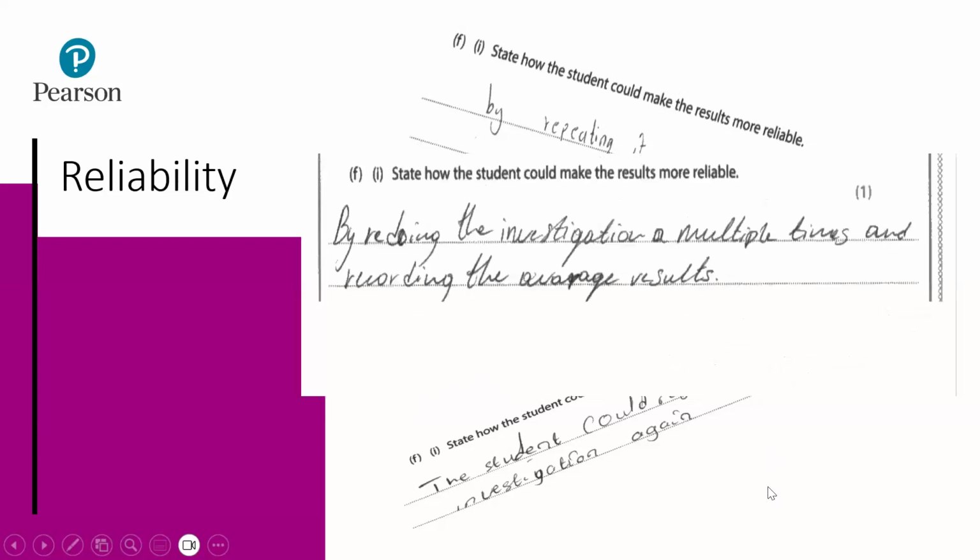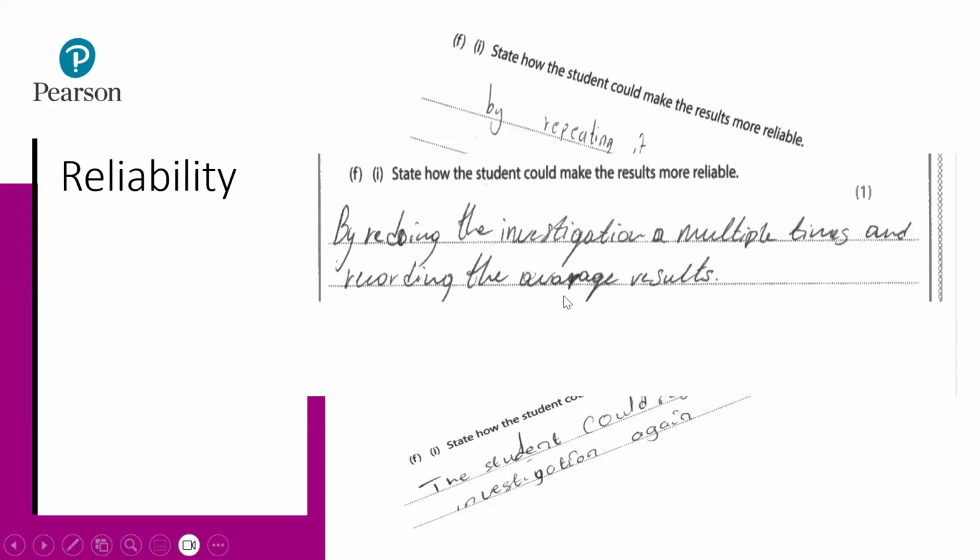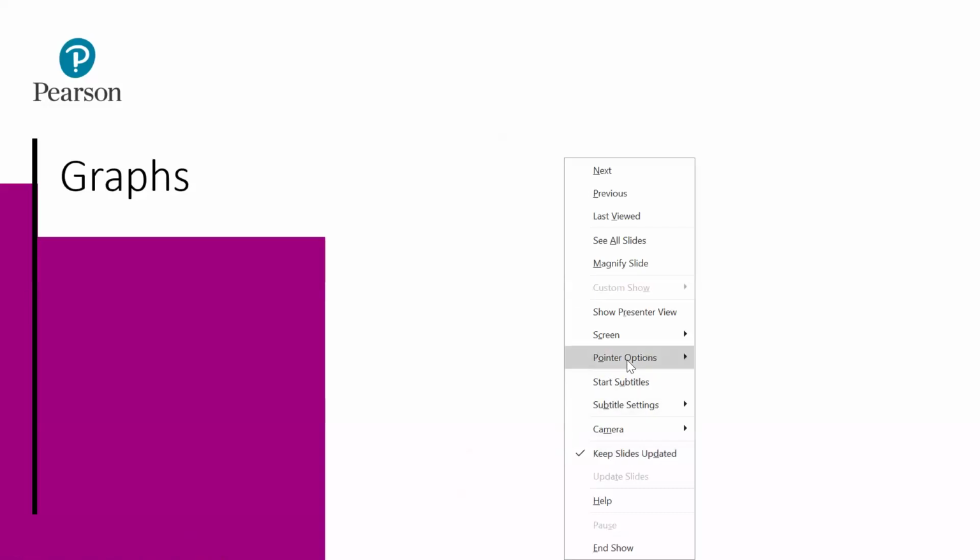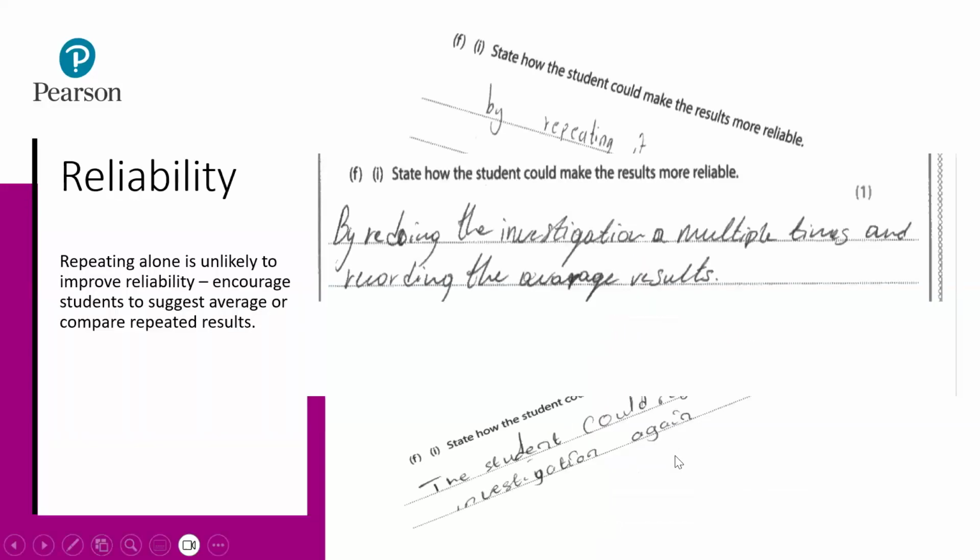I'd much prefer an answer like this one. Well, yes, you repeat it, but then what are you going to do with the repeats? And I'd like to see students telling me they will take an average, they'll use the average of the results, or compare repeated results, something like that. But just repeating on its own, often we won't give the mark for that. We would much rather see repeat and average, or repeat and compare, something like that for reliability.